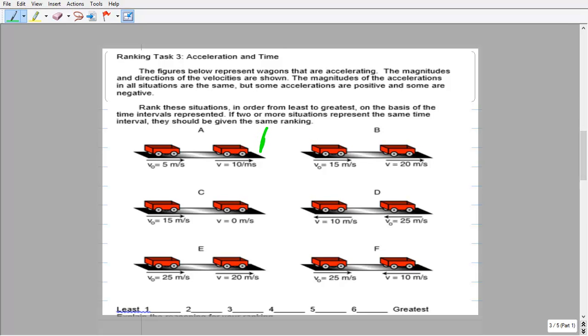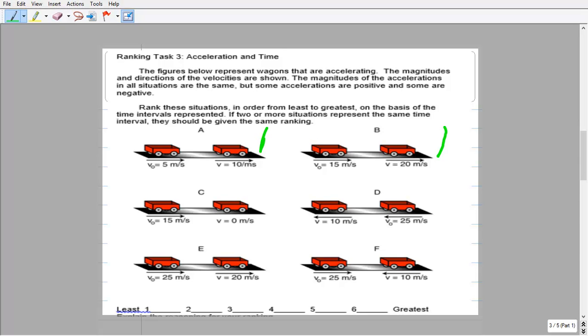That would mean that it would only take 1 second to accomplish that change if my acceleration is positive 5 meters per second per second. In B, notice it's the same thing. I'm going at 15 and then I wind up at 20. Again, the magnitude of the acceleration has got to be the same as in A, 5 meters per second per second. So therefore it would only take 1 second to change my velocity by 5 meters per second. In C, I start out going at 15 meters per second. I wind up at 0 velocity. Remember, my magnitude must be the same as both in A and B, 5 meters per second per second. In fact, since I'm slowing down here, it's got to be a negative 5 meters per second per second.